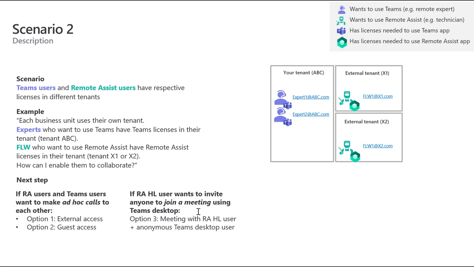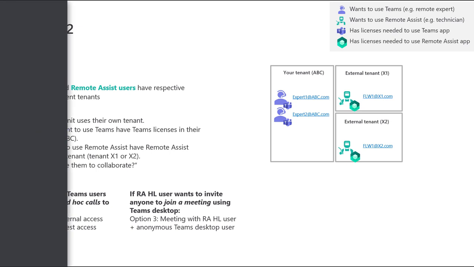So if your organization plans to have Remote Assist HoloLens users collaborate with Teams desktop users, you can consider option 3. Otherwise, you will be picking between option 1 and option 2. So let's start by talking about option 1 and option 2 because those are applicable in a wider range of scenarios.